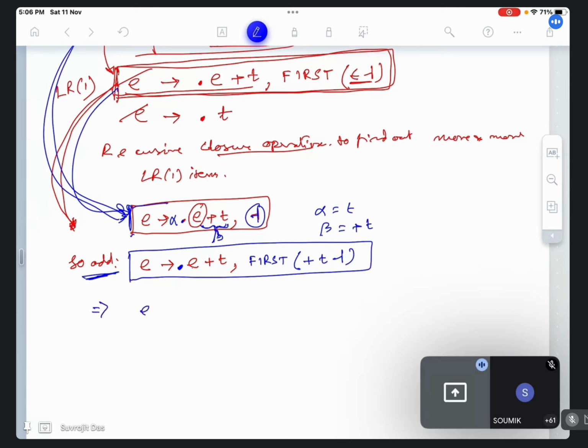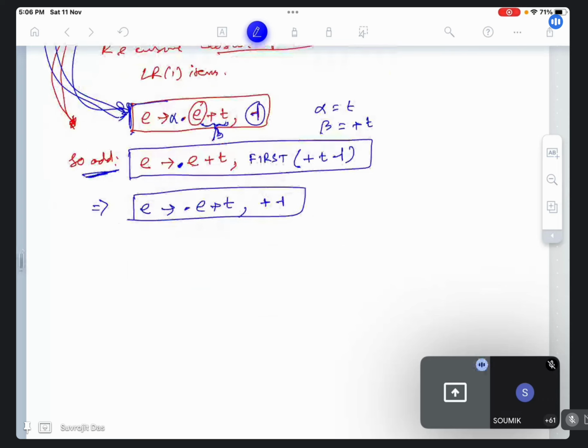So the item now becomes E goes to dot E plus T, and the first of plus epsilon and end marker means you have plus and end marker. So this is the LR1 item that you have generated.